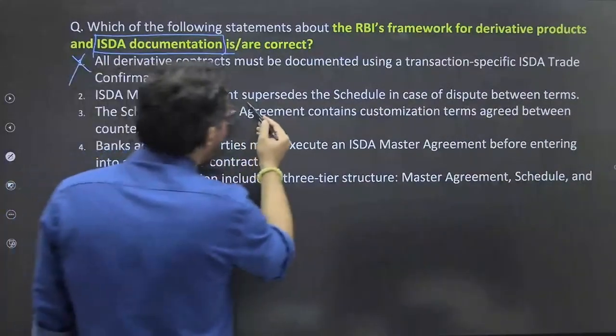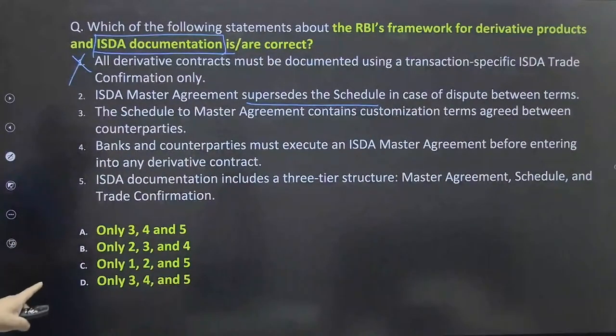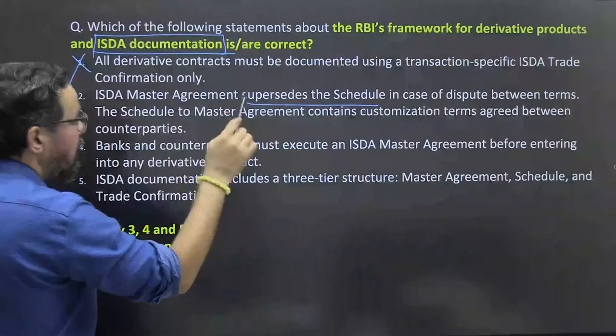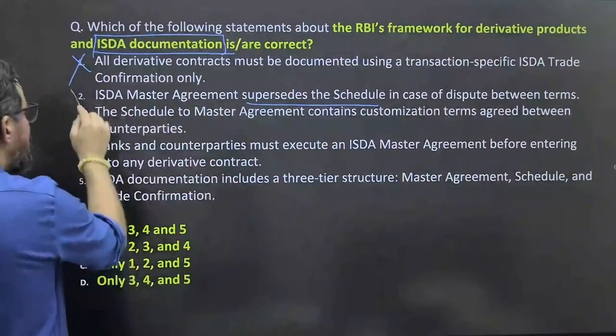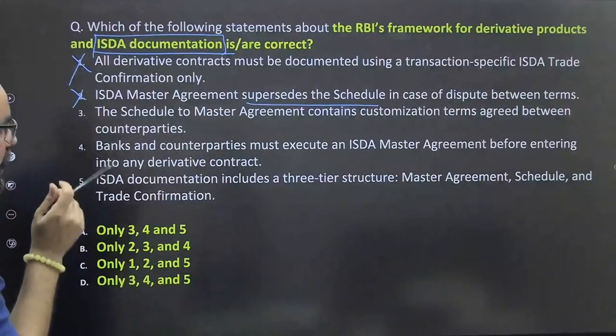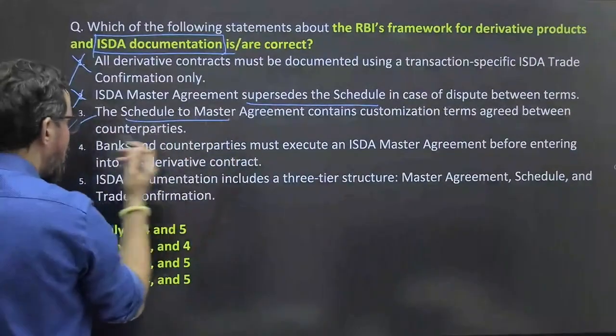ISDA agreements supersede the schedule in case of dispute between terms. ISDA master agreement supersedes the schedule. No, what should it be? It should be trade confirmation, okay. Master agreement supersedes the... it should be trade confirmation, not this. The schedule to the master agreement contains customization terms agreed between counterparties. True, okay. Schedule to master agreement.